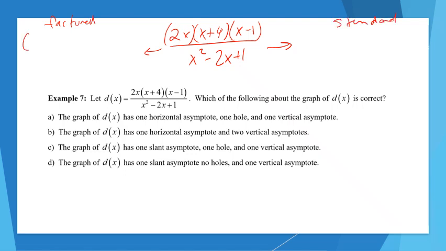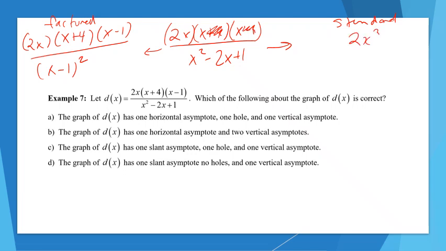So factored, the numerator is kind of already good. You can leave that as is. All over, this should just be x minus 1 squared, where x minus 1 times x minus 1. Standard form, here you remember you can drop these when converting to standard form because we're only looking for the leading term. So 2x cubed over x squared is our standard form.